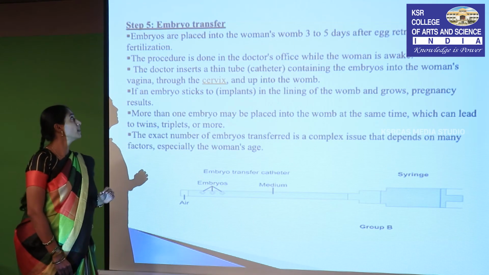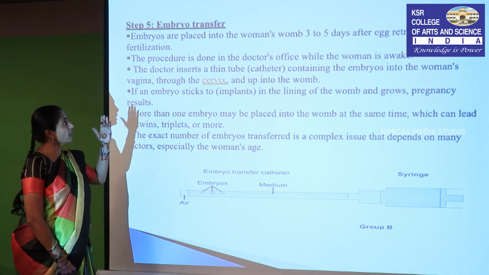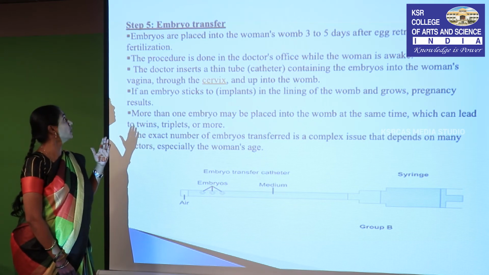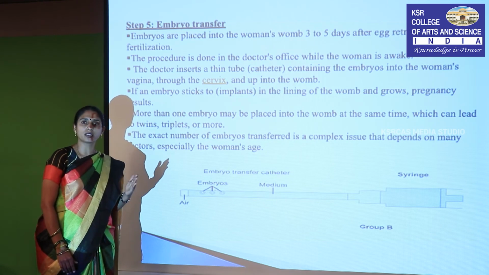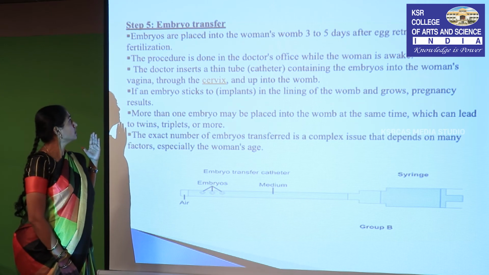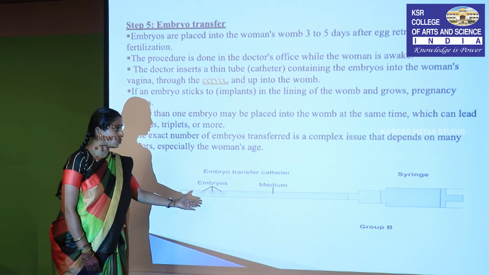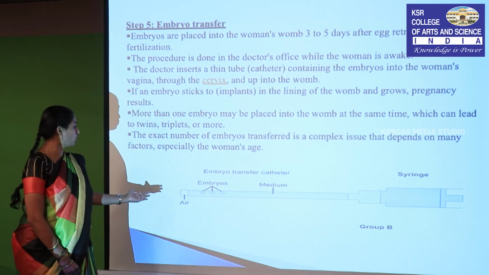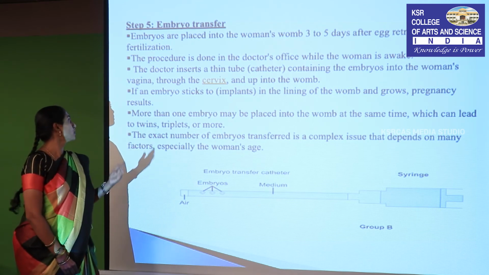Next, embryo transfer is the 5th step. Here, embryos are placed into the woman's womb 3 to 5 days after egg retrieval and fertilization. That means they will place it in a morula stage or blastocyst stage. The procedure is done in the hospital. The doctors insert a thin tube, which is known as an embryo transfer catheter, containing the embryos into the woman's vagina through the cervix and up into the womb.